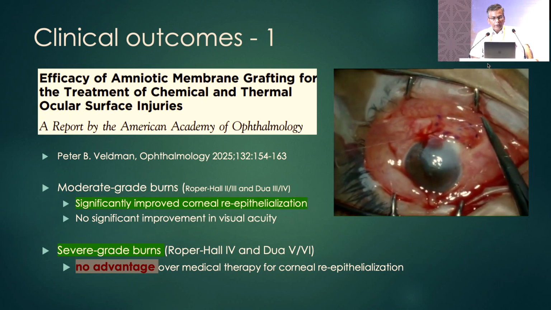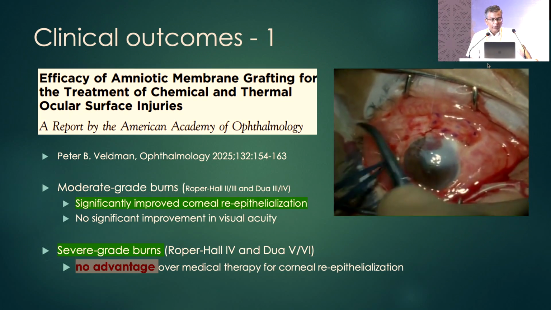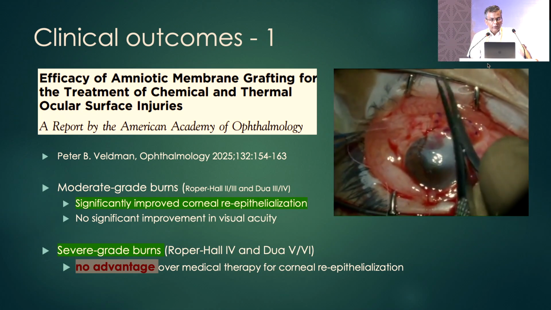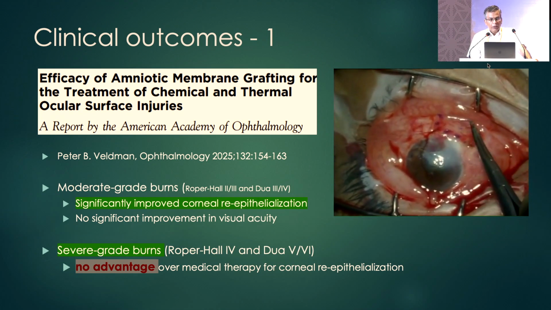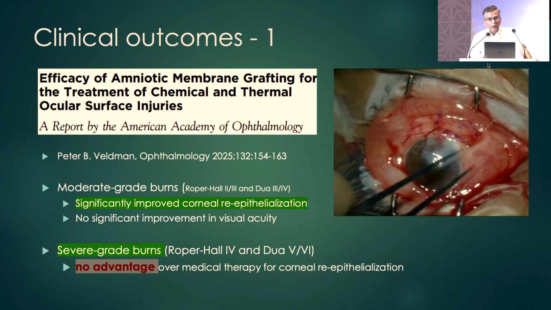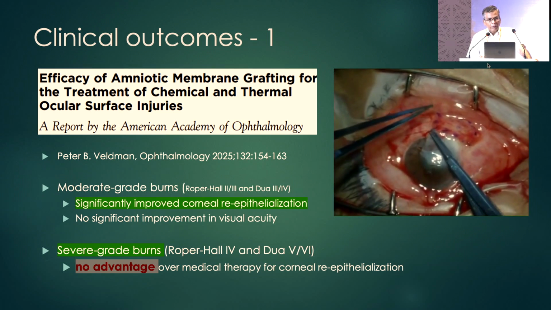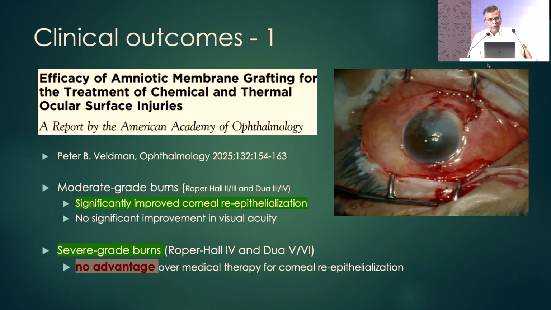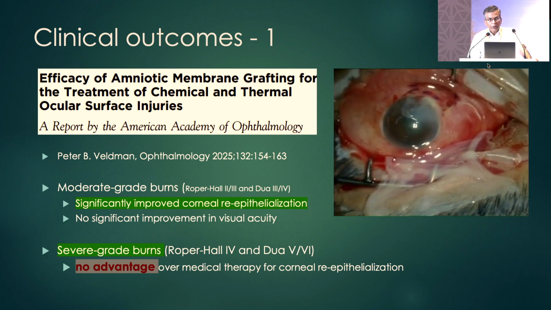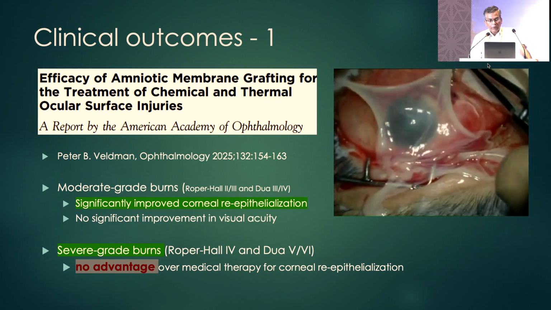And another thing that Dr. Rushad said, that in these patients in acute chemical burns, using an amniotic membrane greatly helps in reducing the invasion or the invasive pannus formation, and therefore it is much easier to remove the pannus in subsequent surgeries.